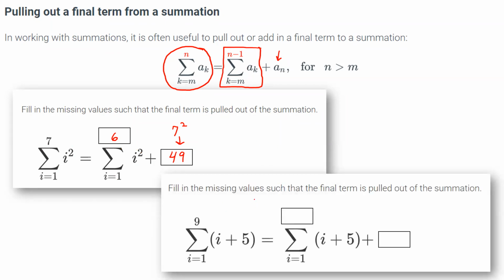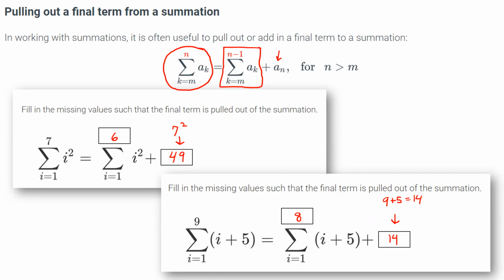Fill in the missing values such that the final term is pulled out of the summation. Okay, so we're supposed to go from 1 up to 9. We'll just go from 1 up to 8. And then what should go in here? Well, that last term is going to be when I is equal to 9, and we would have 9 plus 5, which equals 14. So we would put a plus 14 there. And now this right-hand side is equal to the left-hand side, but just written in a different way.